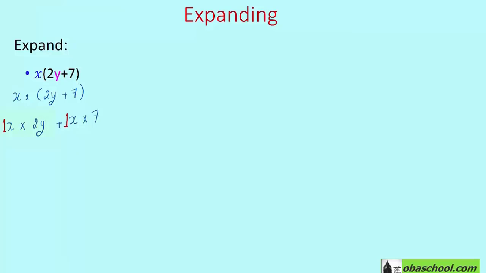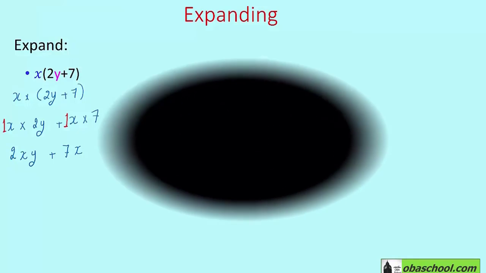Now we have to multiply 1x times 2y. First, we multiply the coefficients together, which means we multiply 1 times 2, which gives 2. Then we multiply the variables together, x times y, which is xy, plus 1 times 7, which is 7, and the only variable x, we get 7x. So, now the answer is 2xy plus 7x without any brackets.